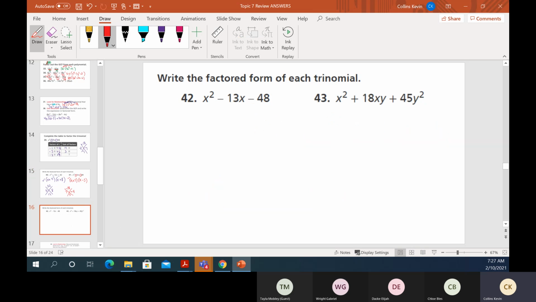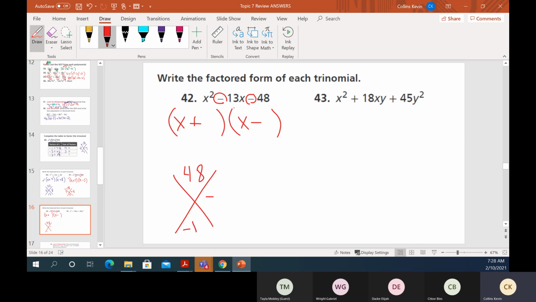All right, so same deal. So we're going to do x times x. Negative sign here means we've got a plus and a minus. And since this guy's negative, that means the bigger of the two numbers is going to be a minus this time. Now, there's a lot of factors for 48. So then one guy's going to be negative, and then our overall thing is -13.